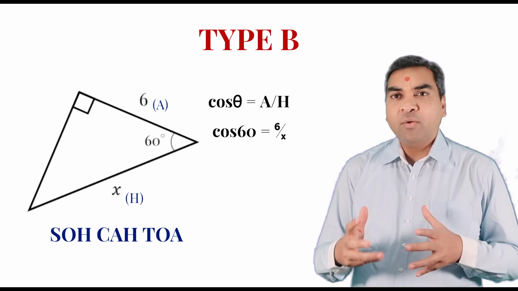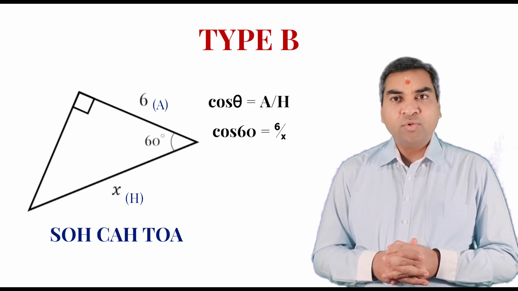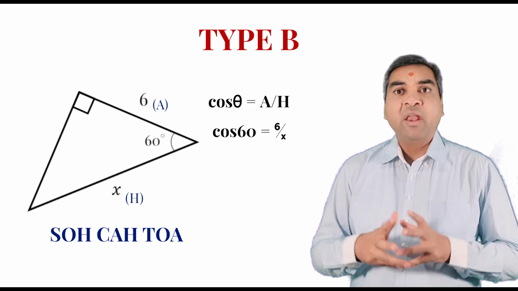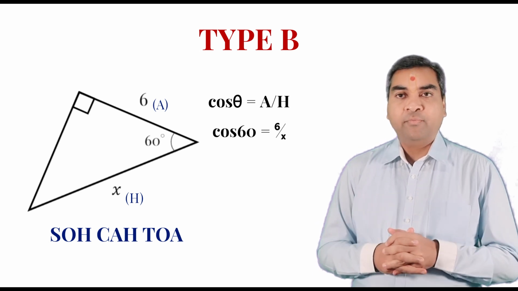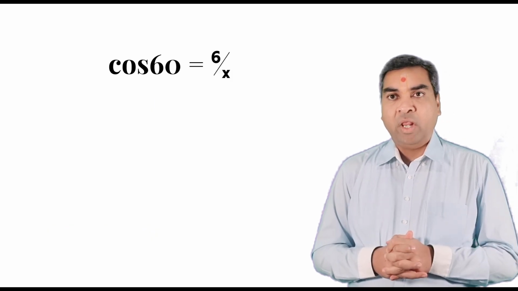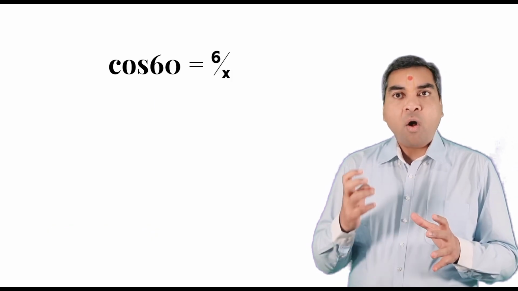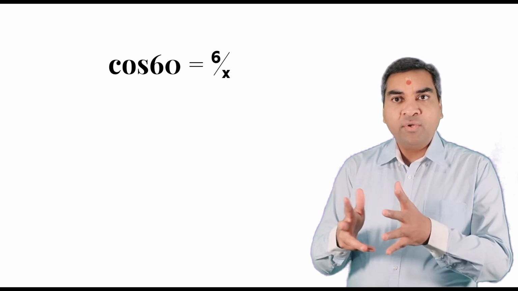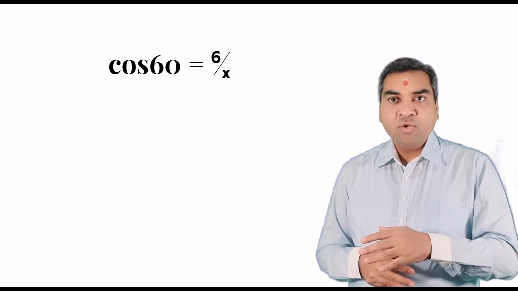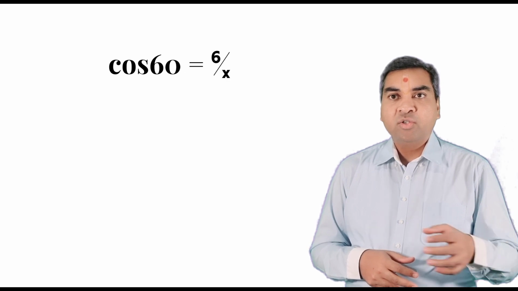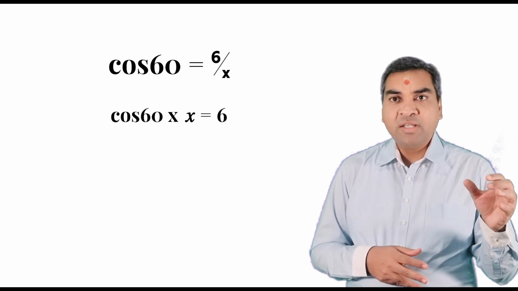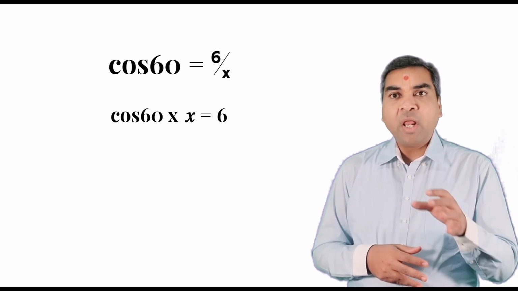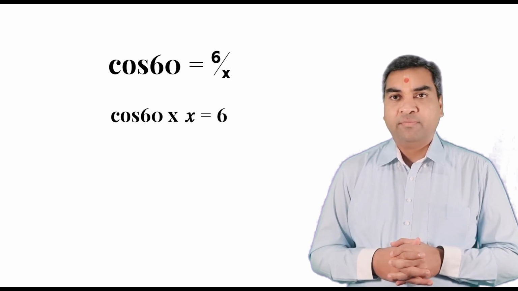Now, how are we going to solve this question? Many students make a mistake. At first, we will try to understand that step by step, and then I will give you the faster way of working as well. Whenever your unknown is in the denominator, which is x, you can take it to the other side. So divided by goes into times. So cos 60 multiplied by x equal to 6.